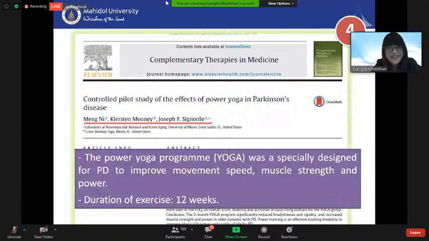If you specialize in yoga programs, you can give it to people with Parkinson disease, but you need to be safe, for both yourself and the patient.